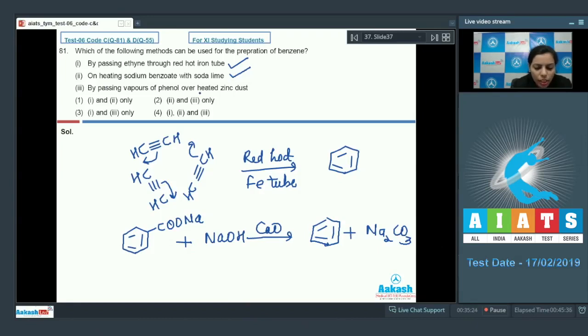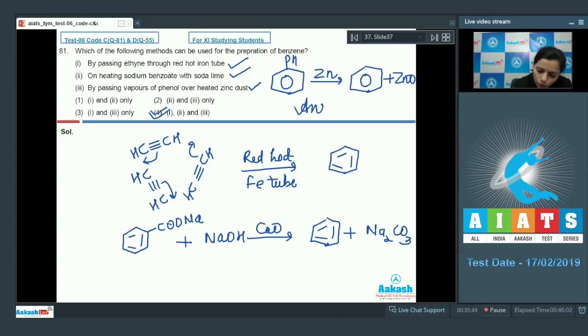Further, by passing vapors of phenol over heated zinc dust. If you take phenol and zinc dust is there, on which these vapors of phenol are passed, then definitely benzene would be formed. Along with that, ZnO is released. It means all three methods can be used for the preparation of benzene, and on that basis option 4 is the correct option.